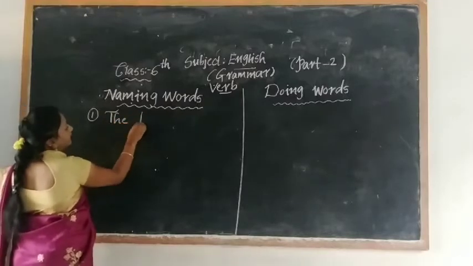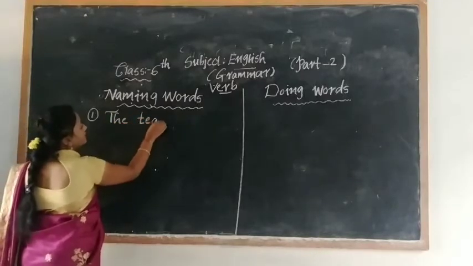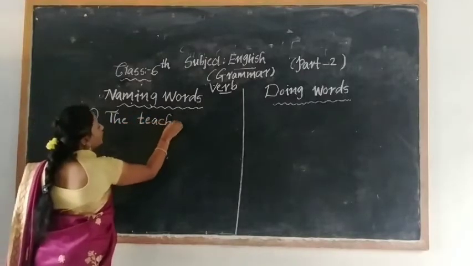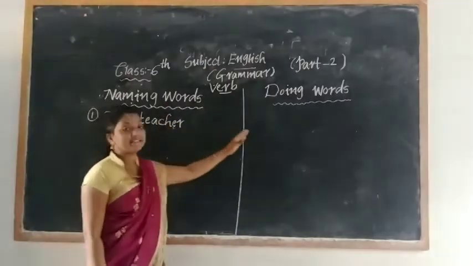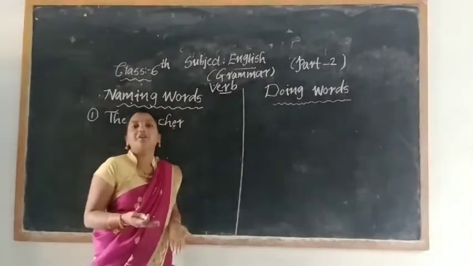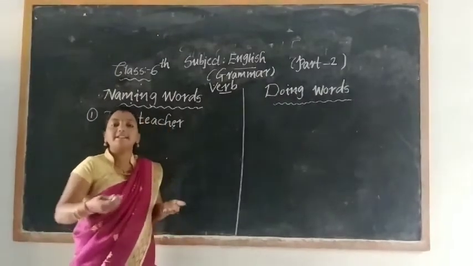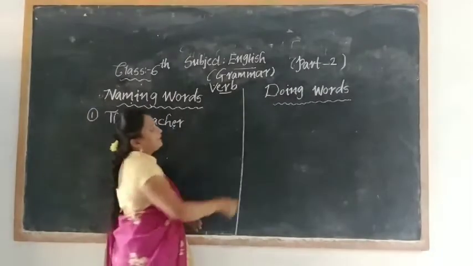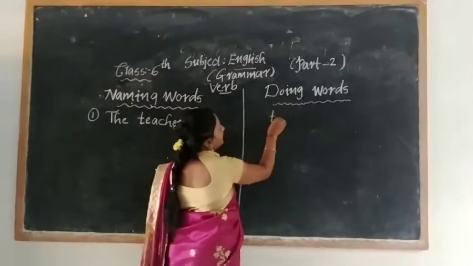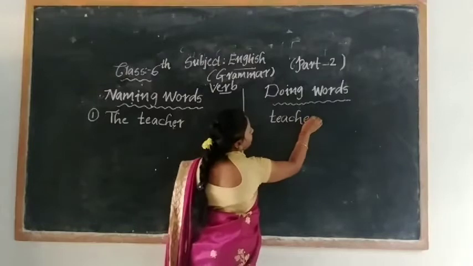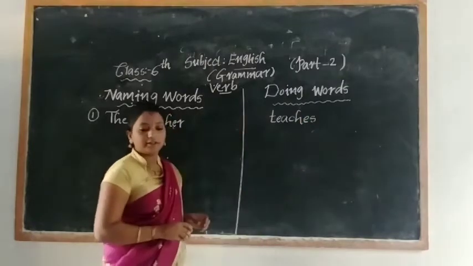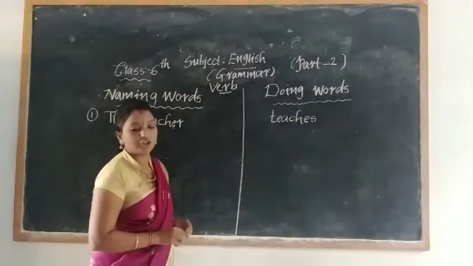The teacher. The teacher is a naming word. What is it? It is a naming word. But here we can see doing word means action. What will a teacher do? For example, now what am I doing? The teacher teaches. Teaches is an action word.